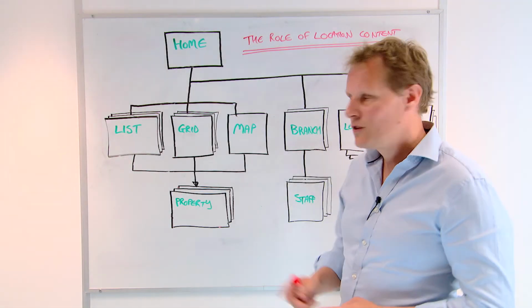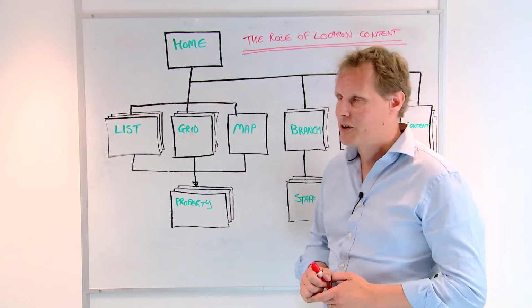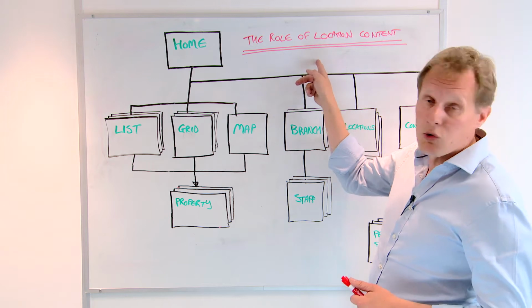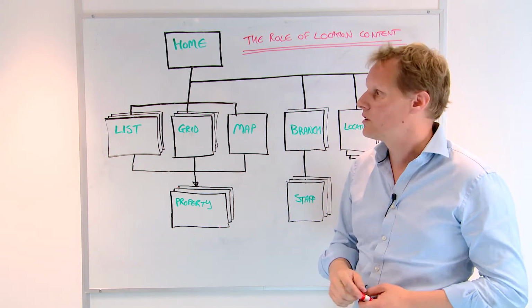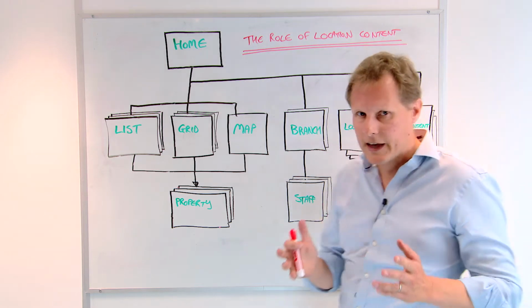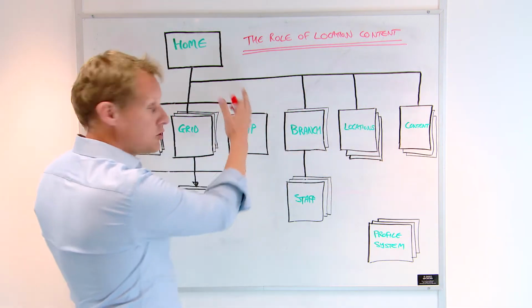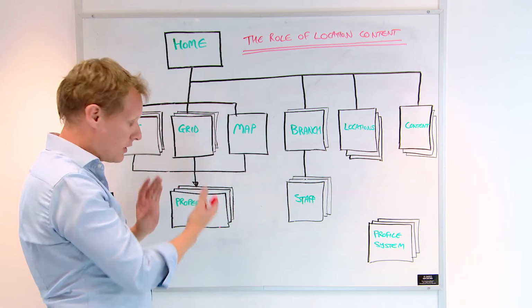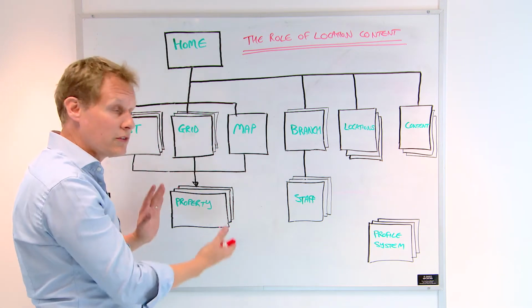Hi, different day, same sitemap, different point that we're exploring. This time we'd like to look at the role of location content, and it's the latest in our series looking at the sitemap and structure of an estate agent's site. Now then, we're familiar with the main search pathway, the list of results, the grid of results, and the property details page. That's where most of the traffic is.